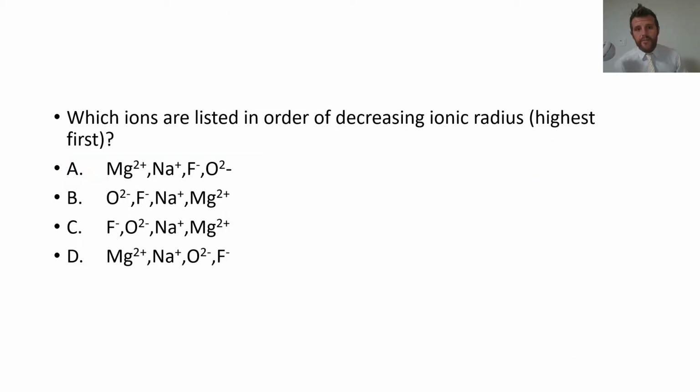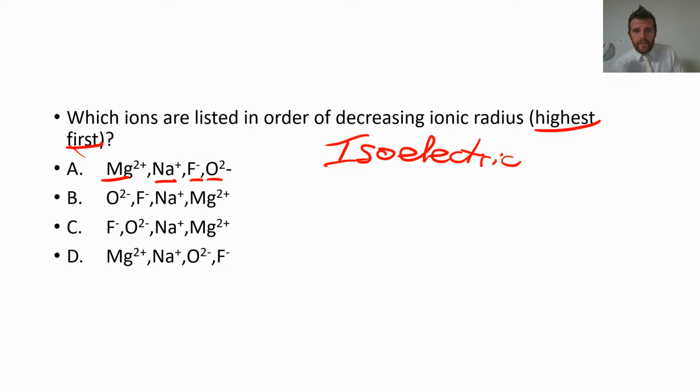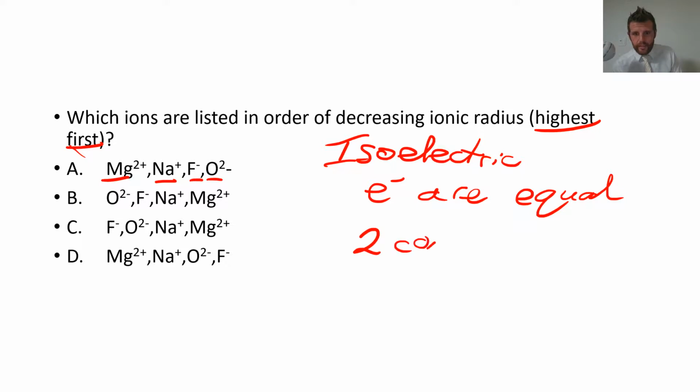Okie dokie, which ions are listed in order of decreasing ionic radius? So we're looking for the largest radius first. We have Mg, sodium, fluorine, and O2 minus. In other words, these are isoelectronic, meaning they have equal numbers of electrons in all of them. That means they all end up having the same number of energy levels. These all end up having 2 completed shells.